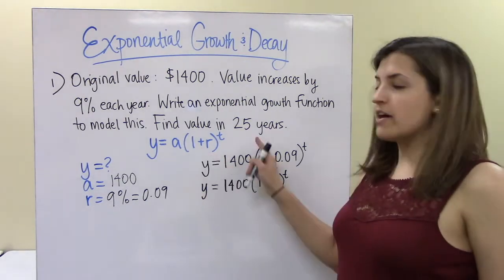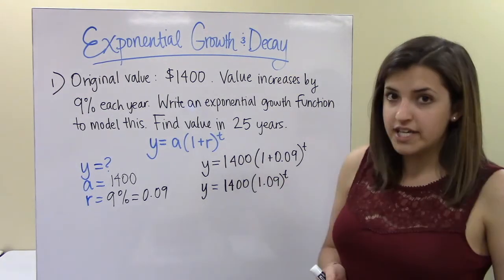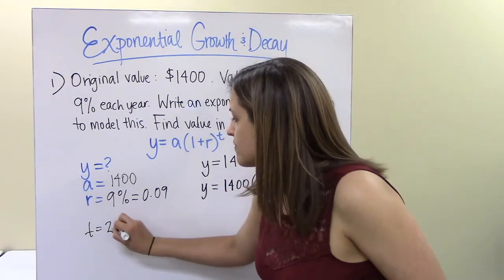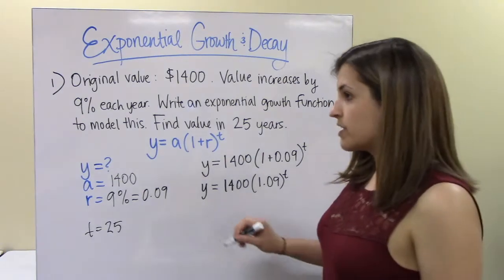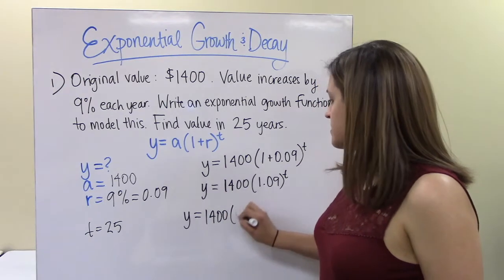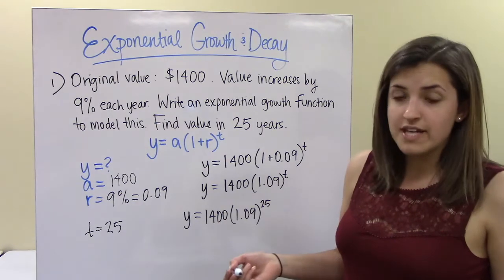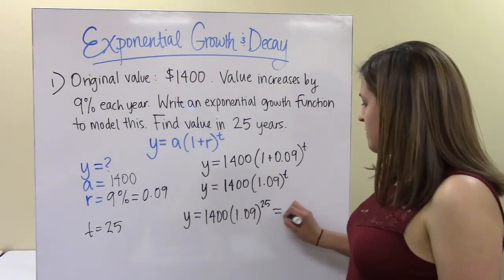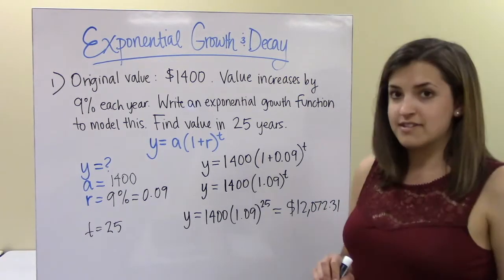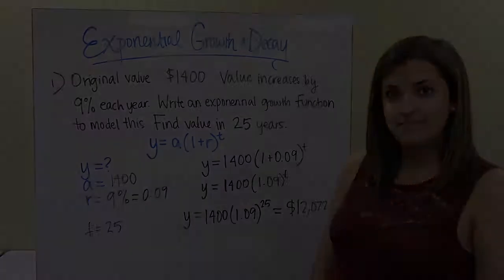Now we have to find the value in 25 years. Here is where we're going to be plugging something in for T. And as you might guess, T is going to be 25 for 25 years. So we're going to plug this in. We're going to get Y equals 1,400 times 1.09 to the 25. And when we multiply this out on our calculator, we'll get that it's going to be $12,072.31. That's a lot of money. All right, on to exponential decay.